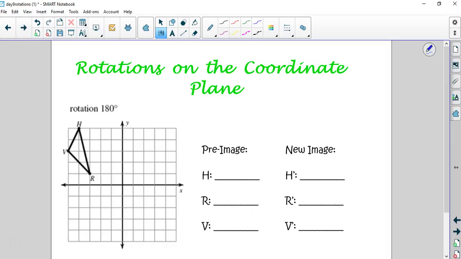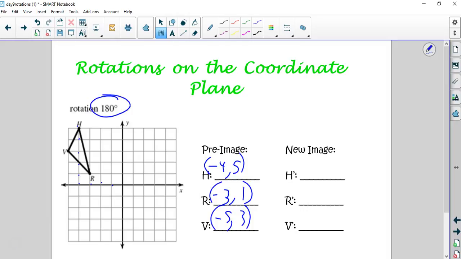So first off, let's get our points. H is at -4, 5. 1, 2, 3, 4, 1, 2, 3, 4, 5. So left 4, up 5. R is -3, up 1. And V is -5, up 3. Left 5, up 3. Now, 180 degrees.